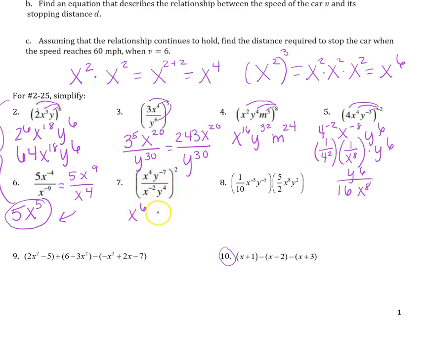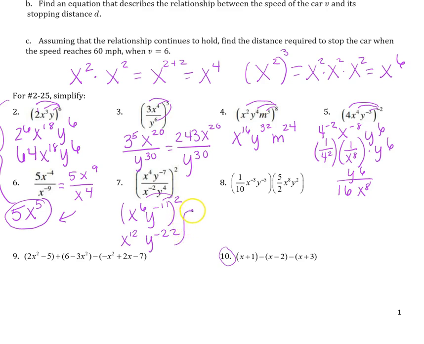Negative 7 minus 4 gives me y to the negative 11, and this is still all being raised to the second power. Okay, now I'm going to distribute again. So I've got x to the 12th, y to the negative 22nd.